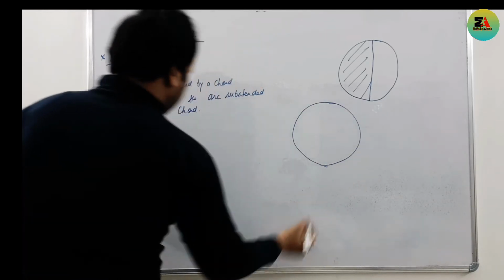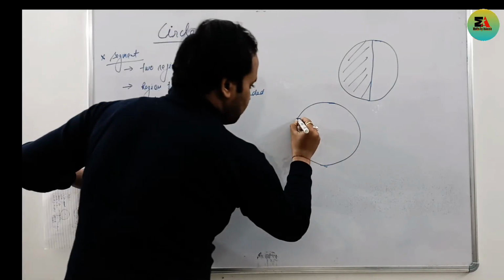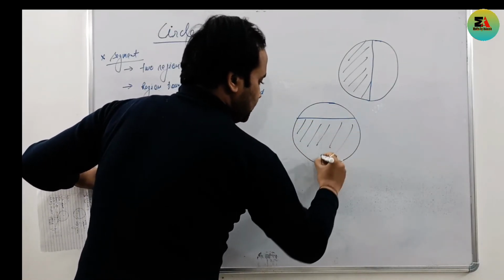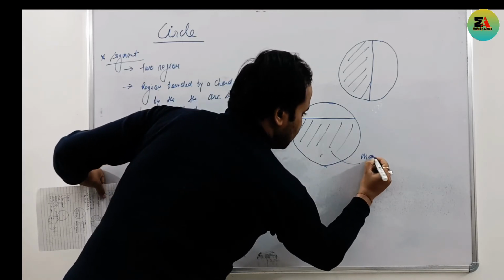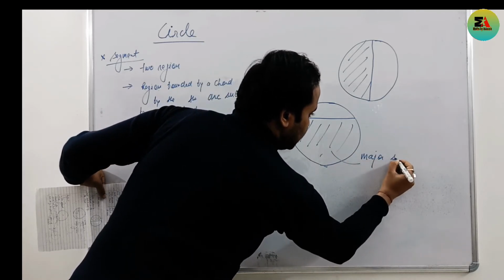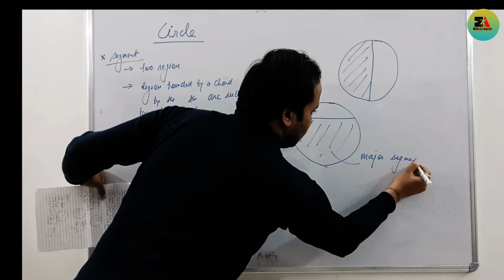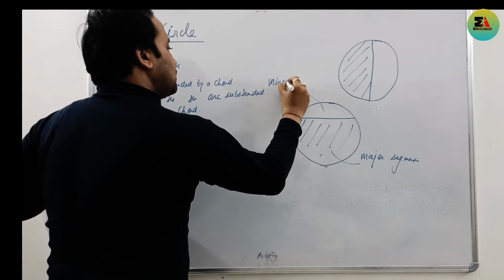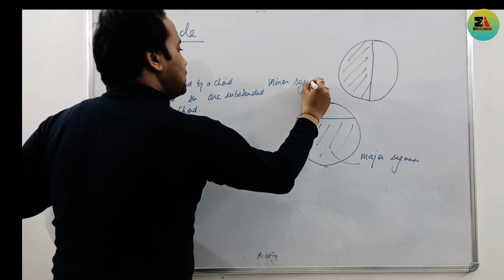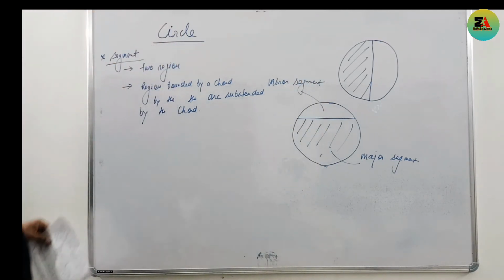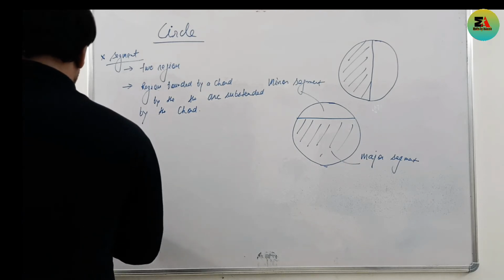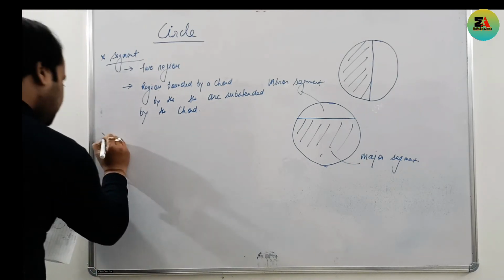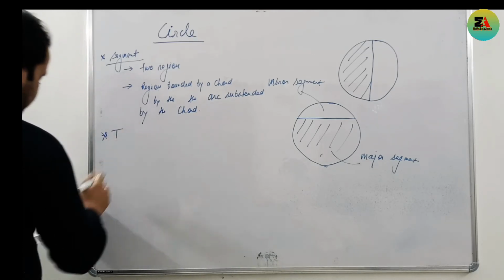Now we have a circle. This is known as the major segment. Major segment means the bigger portion, and this is known as the minor segment. I hope this one is clear to you. Next we talk about tangent.